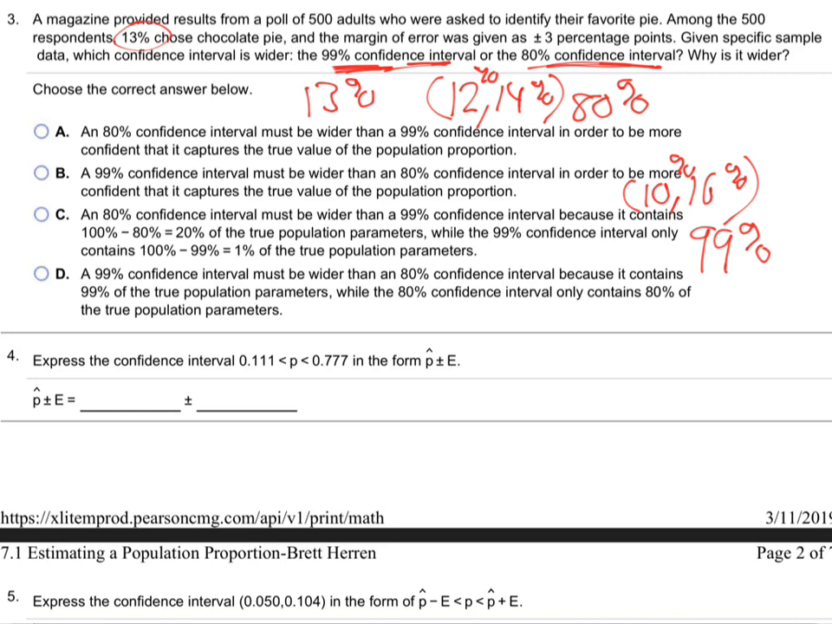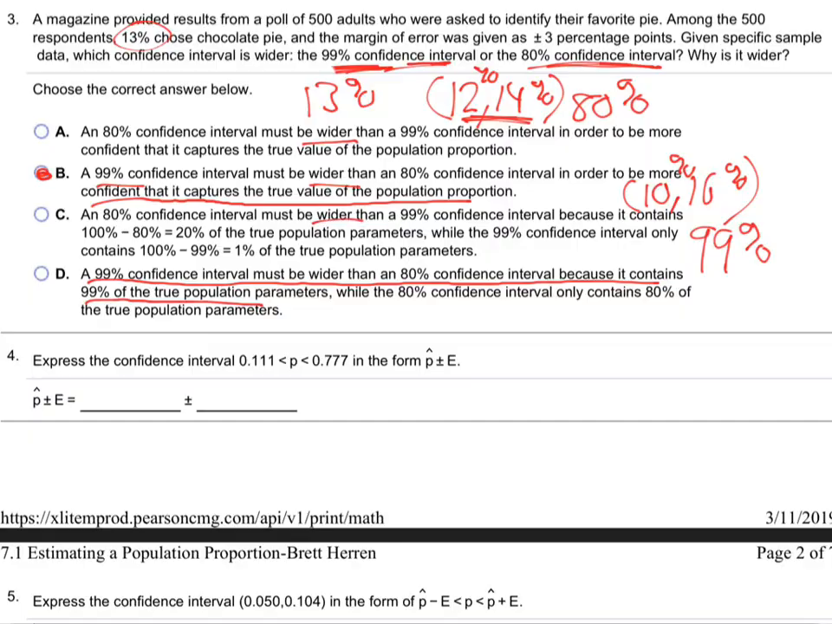So which one is that? The 80% is more narrow, isn't it? So the 80% must be wider. No. The 99% must be wider in order to be more confident that it captures the true value. Yeah, that sounds right to me. The 99% must be wider because it contains 90%. No, it doesn't. Yeah, B. No. All right, that's tricky.